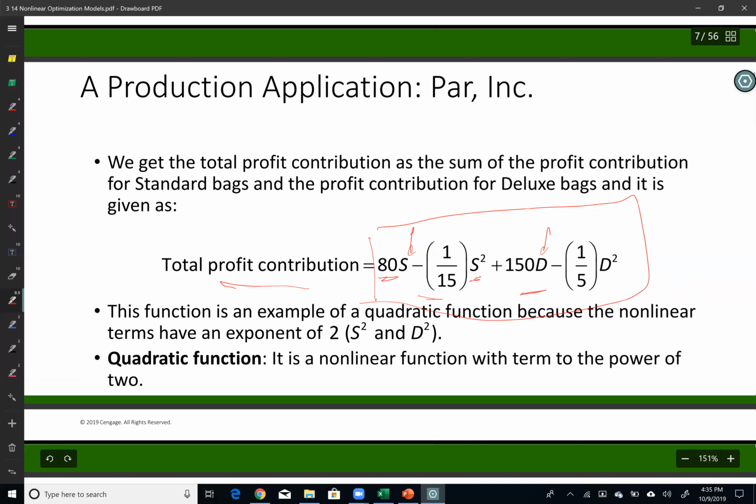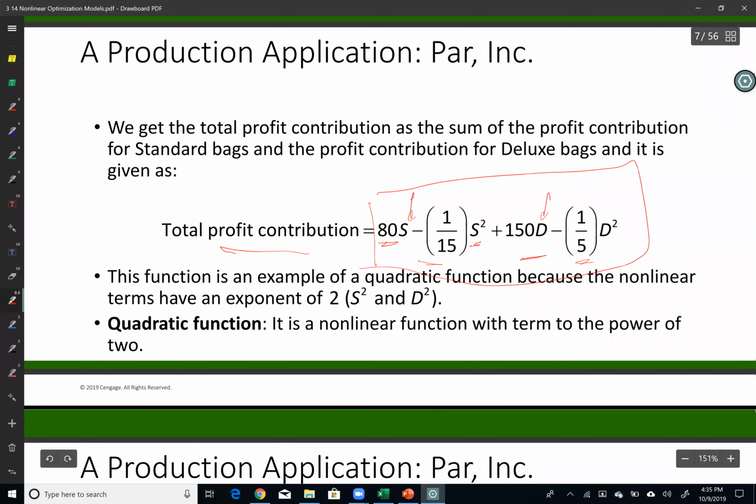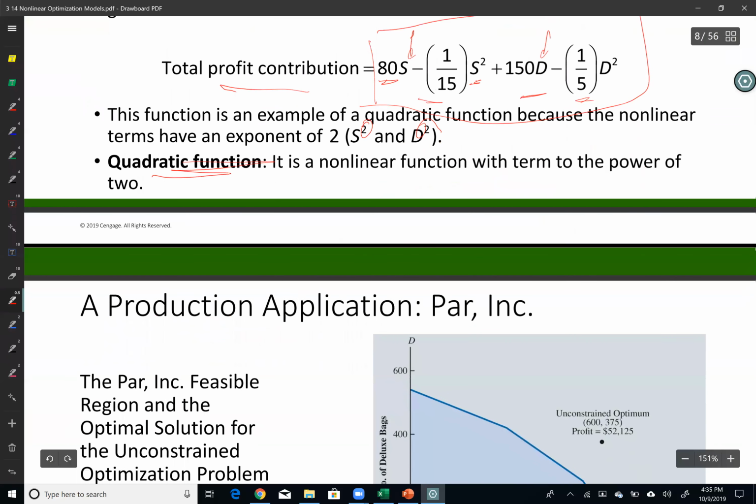A similar situation you see with the deluxe bags. All right. And these kind of functions are called quadratic functions, because the power is basically 2. All right. So let's go to the next slide.